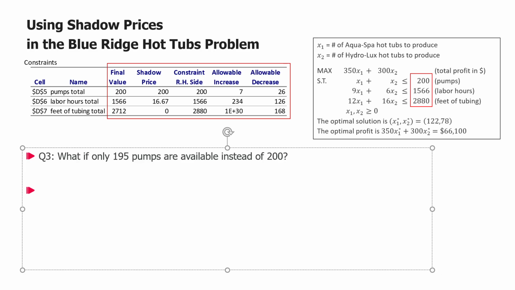So, like I said, we would need to resolve the problem to find out the new optimal solution, but we can determine the new optimal profit without resolving because we have the shadow price and we know the allowable increase and decrease. So this is a decrease of the right-hand side of the pumps constraint by 5, right? And then we have to compare it to the allowable decrease, which is 26. So we need to say this is less than or equal to the allowable decrease, which is equal to 26 for this constraint, right? We're considering the pumps constraint, right?